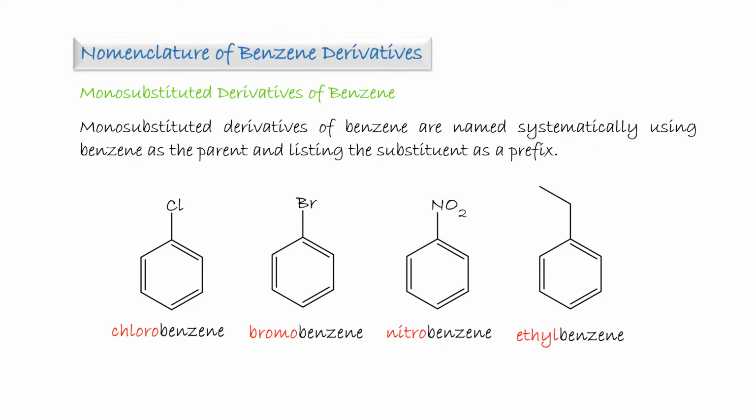How can we name these compounds? If we have a monosubstituted derivative of benzene, the monosubstituted benzenes are named systematically using benzene as a parent and listing the substituent as a prefix. So here we have Cl, so it's chlorobenzene. We have Br, so it's bromobenzene. NO2 group, it's nitrobenzene. CH2CH3 is an ethyl group, so it's ethylbenzene.